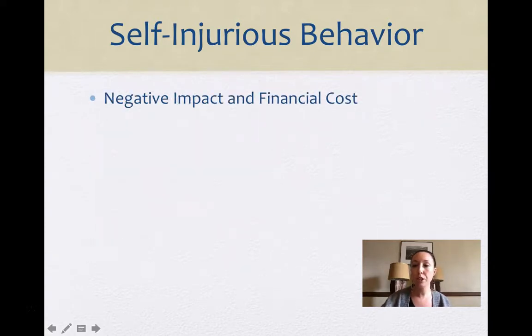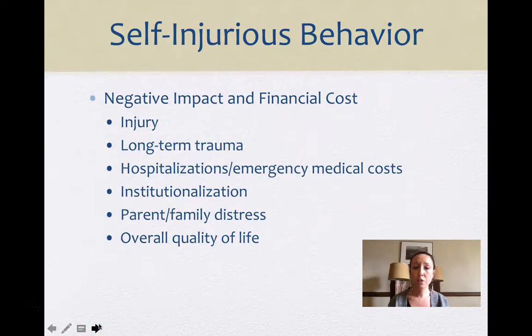All right, I think it's important here to point out the negative impact and financial costs that self-injurious behavior has on the individual and their family. Individuals with intellectual disability that engage in self-injurious behavior have a higher risk, obviously, of injury, some pretty bad injury, and long-term trauma from being exposed to their own self-inflicted injury. So there'll be more hospitalizations, doctor visits, and emergency medical costs, which are really, really large. Higher rates of institutionalization. And then the amount of parent and family stress.